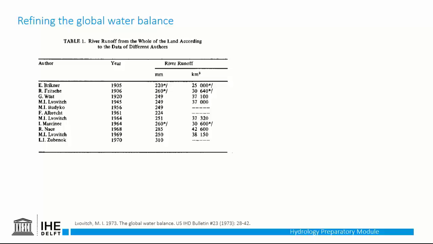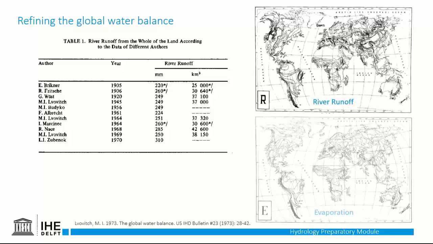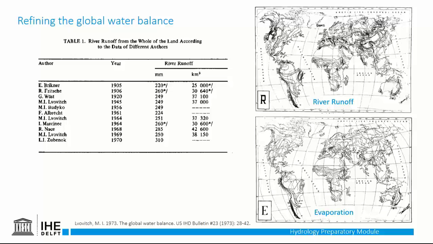Efforts to quantify the global water balance had been underway for much of the 1900s, as shown by these values of the river runoff component reported in studies dating back to 1905. These maps, published by Lvovich in the US IHE Bulletin in 1973, showed the state of the balance at that time. Such analyses were based on full hydrological data where available, and interpolation methods linked mainly to rainfall where other hydrological data were not available.